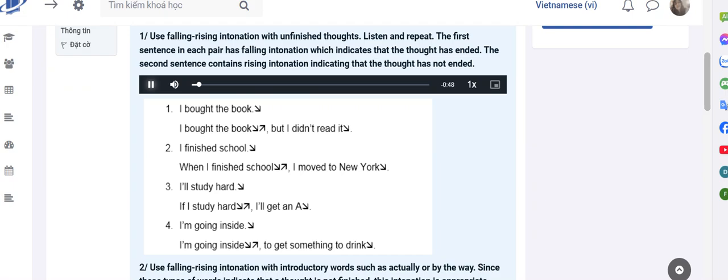Listen to the difference in intonation between these two sentence pairs. The first sentence has falling intonation, which indicates that the thought has ended. The second sentence contains rising intonation, indicating that the thought has not ended. I bought the book. I bought the book, but I didn't read it.